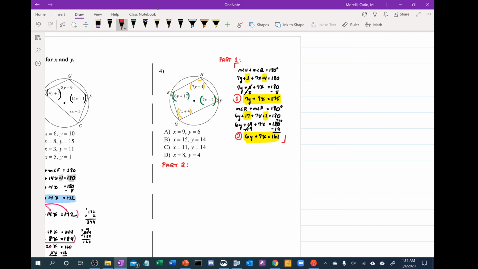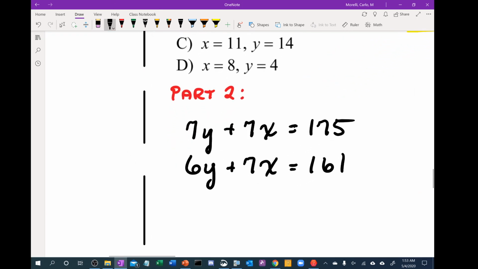We're going to solve the system of equations. So first, let's write that system out. We have these two equations, 7y plus 7x equals 175. And then beneath that, we'll write 6y plus 7x equals 161. Okay, so this is the new thing we're focusing on.